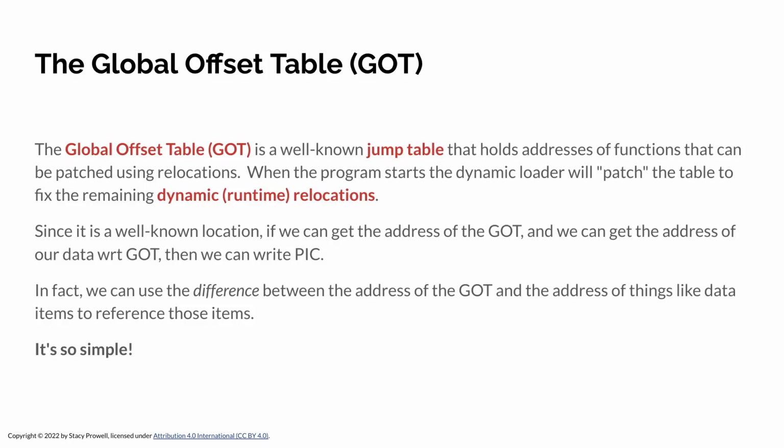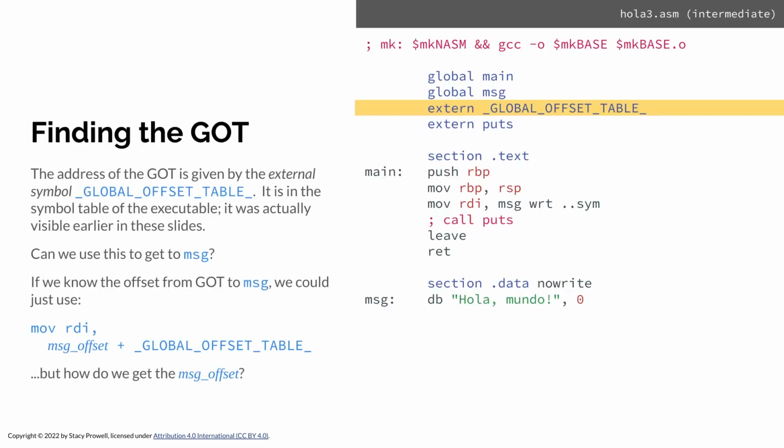Okay? And the idea is, since the address of the GOT is a well-known symbol, we can get that and then get all of our things relative to this one absolute address, and then we're good. The problem is going to turn out to be that we have an issue with finding the address of the GOT. But for right now, let's work through these really quickly as a refresher. Here we're getting the address of the global offset table as an external symbol, and it is in fact defined in the symbol table.